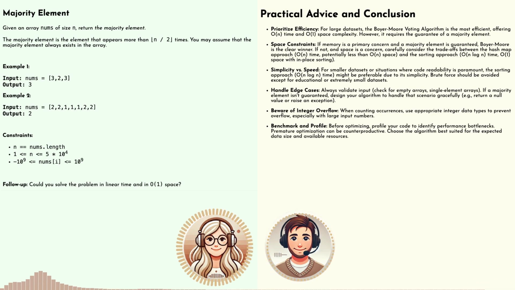It's called the Boyer-Moore voting algorithm. Have you heard of that one? I'm adding that to my algorithmic vocabulary.